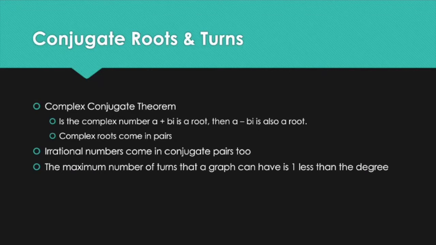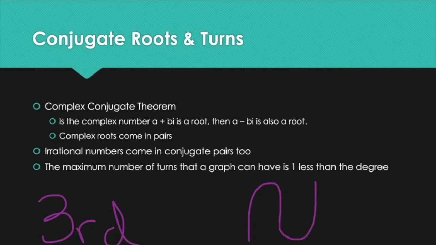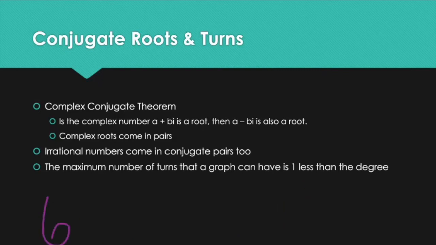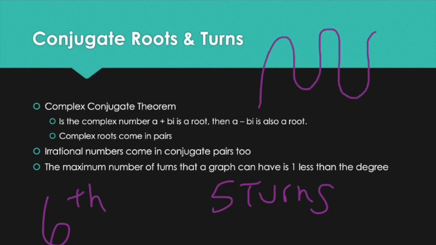Now let's talk about the turns that a graph has. The maximum number of turns that a graph can have is 1 less than the degree. For example, if we have a third degree polynomial, then we're going to have 1 less turn, so 2 turns. 1 turn, 2 turns. So our graph will have 2 turns at most. If we have a 6th degree, then we can have 5 turns: 1, 2, 3, 4, 5 at most.